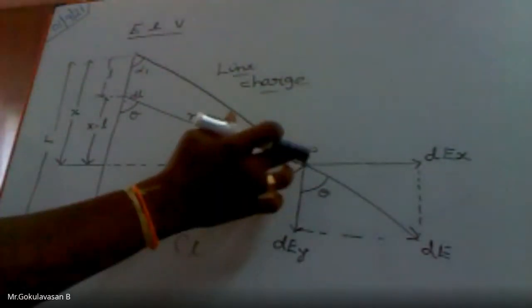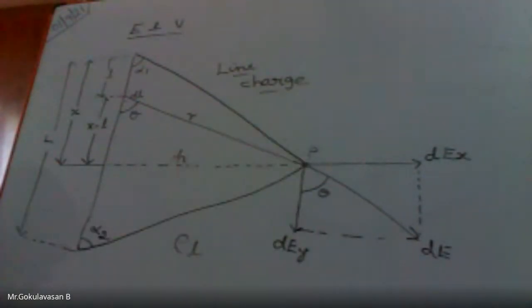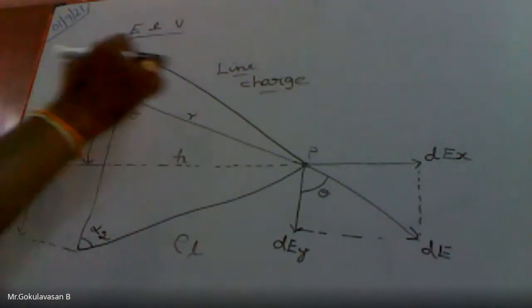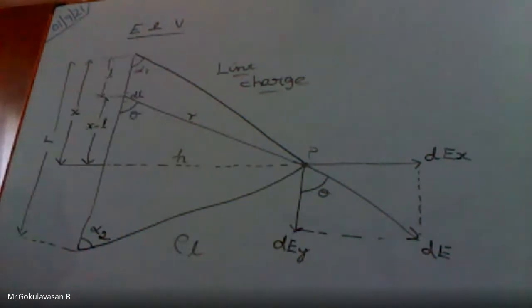Let capital P be any point at a distance R from dl. So the distance between dl and P is actually R. That is what I want to tell over here. Then, what I am going to do is find the expression of dE. That is my task.